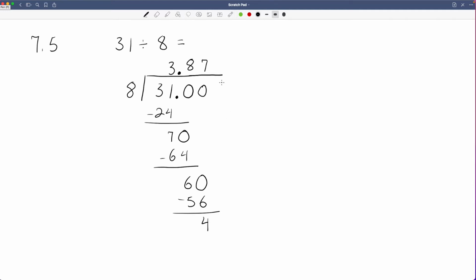I still have a remainder, so I need another 0. So 0 is going to extend this, and I'm going to bring that 0 down. That makes that 40. Well, 40 is a multiple of 8. 5 times 8 is 40. And that gives me no remainder. So my answer to 31 divided by 8 is 3 and 875 thousandths. I had to think for a second.